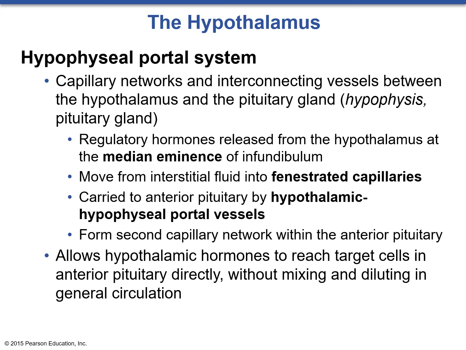So here, regulatory hormones are released from the hypothalamus at the median eminence of the infundibulum. They move from the interstitial fluid into the capillaries. From here, they are carried to the anterior pituitary gland by the portal vessels, the hypothalamic hypophyseal portal vessels, where there is a second capillary network within the anterior pituitary gland. This allows those hormones to reach the target cells without diluting.